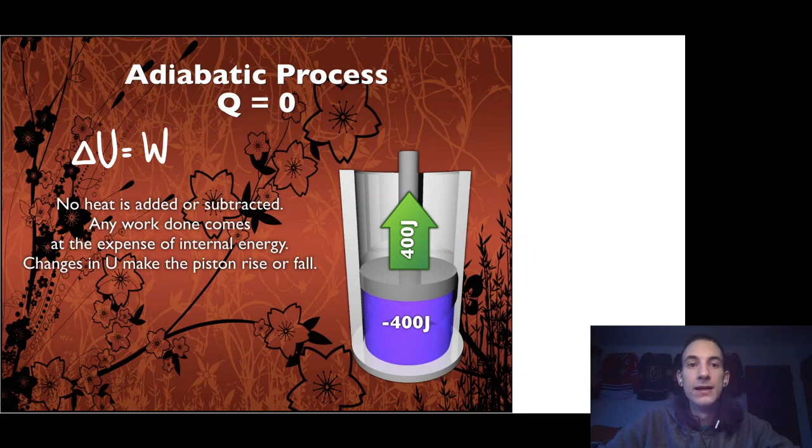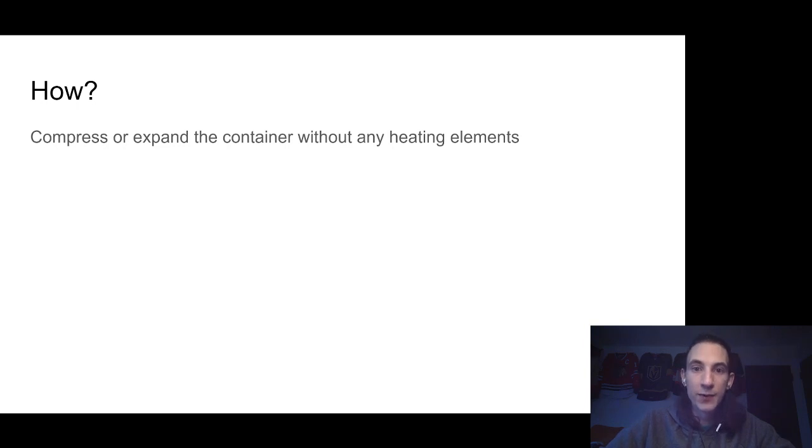Then the final process is adiabatic, this process where the heating term is 0. With this one, if we change the internal energy of our system, the only way we're changing it is through work, either compressing it or expanding it. So no heat is added or subtracted. Any work done comes at the expense of internal energy. Changes in U make the piston rise or fall. And the way to do that is to either expand or compress your piston or your container without heating it. So without any heating elements added: no ice, no heat, no burners, nothing.